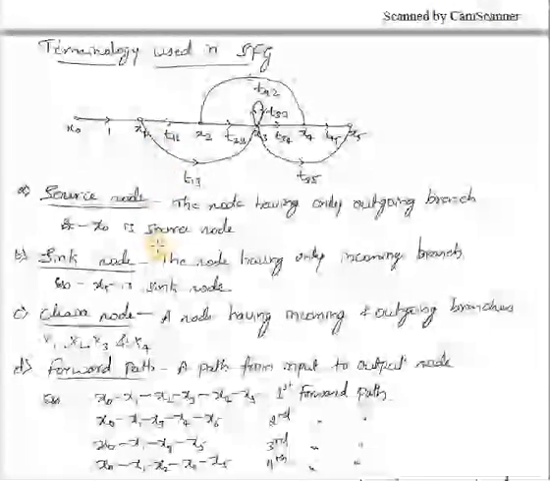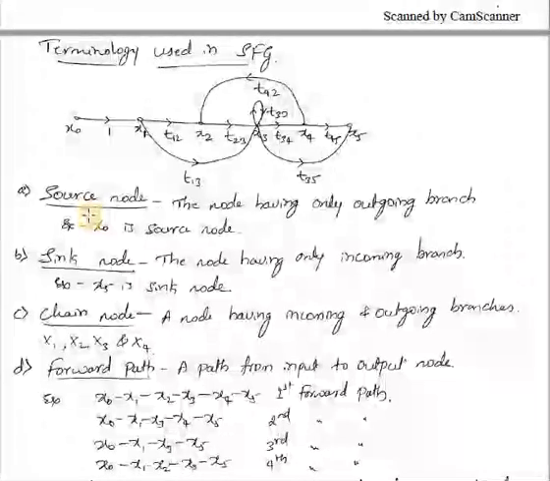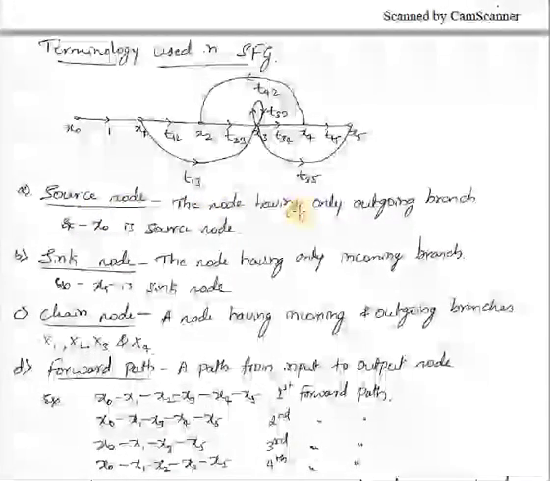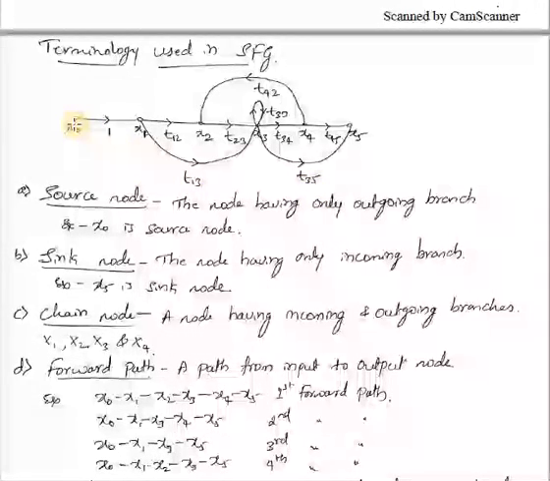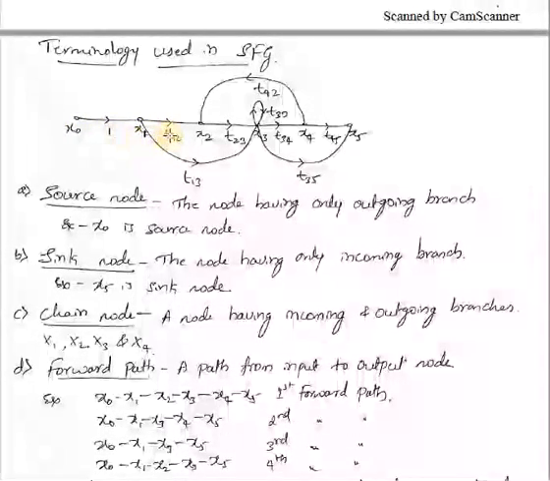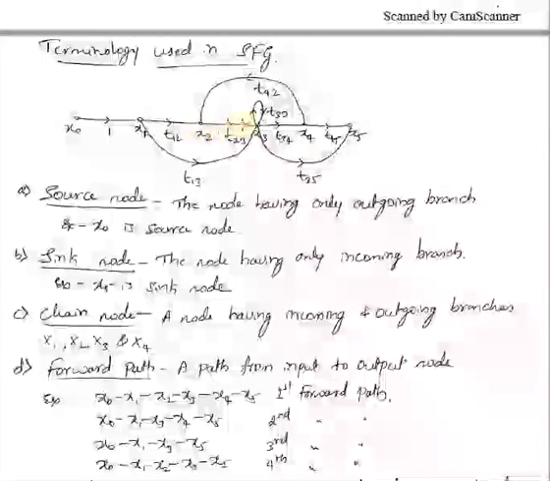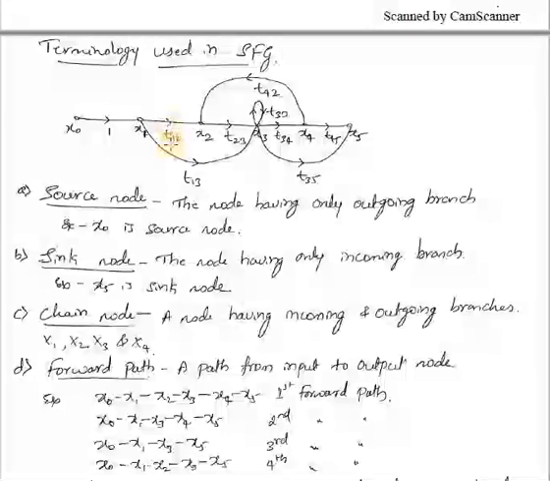Then some of the terminology used in SFG. This is an example. The first one is a source node, a node having only outgoing branches. For example, here the nodes are x0, x1, x2, x3, x4, and these are the branches connecting the nodes, for example x1 to x2, and t1, t2, 3 are the gains along those paths. And these are the directions for the signals. So here the source node is a starting node.